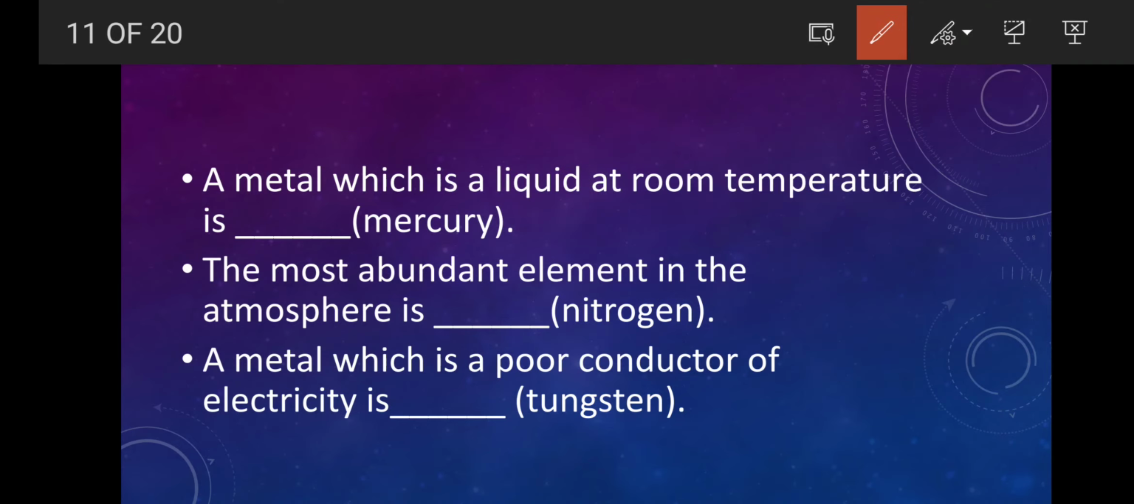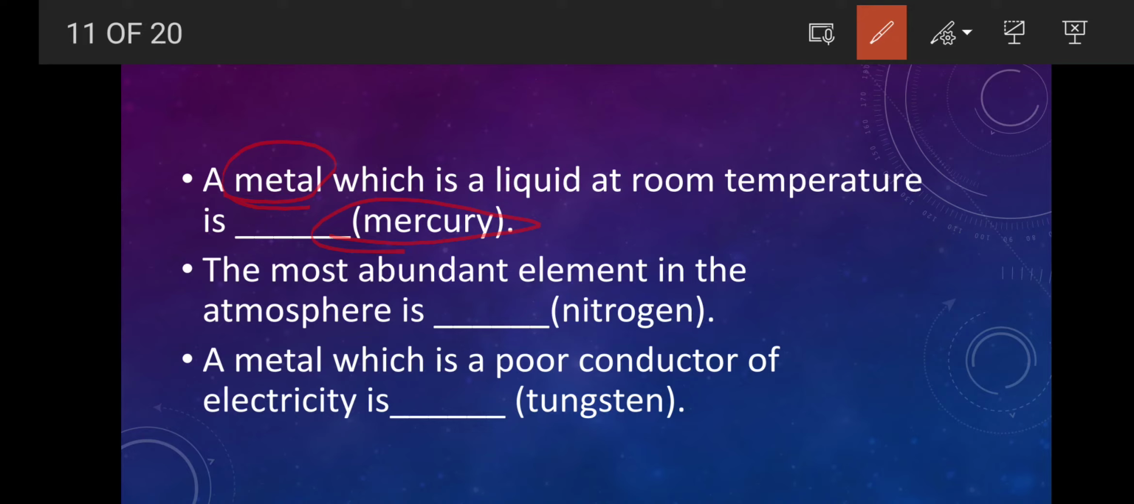Next is a metal which is a liquid at room temperature. Remember, this is metal. Clear? You will get a non-metal in the next question, next page or next slide, but here it is mentioned metal which is a liquid at room temperature, and the answer is what? Mercury. Clear?